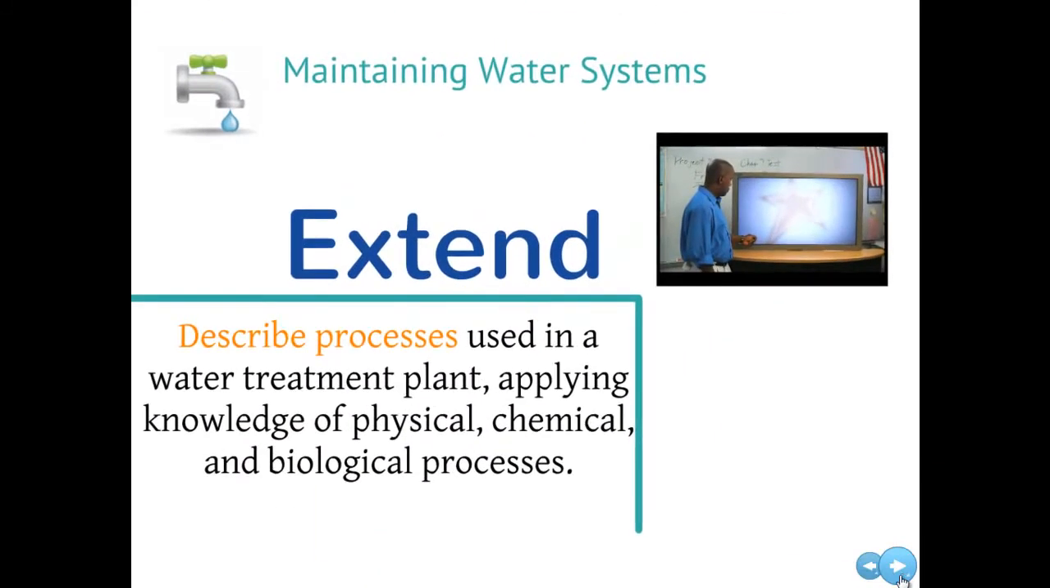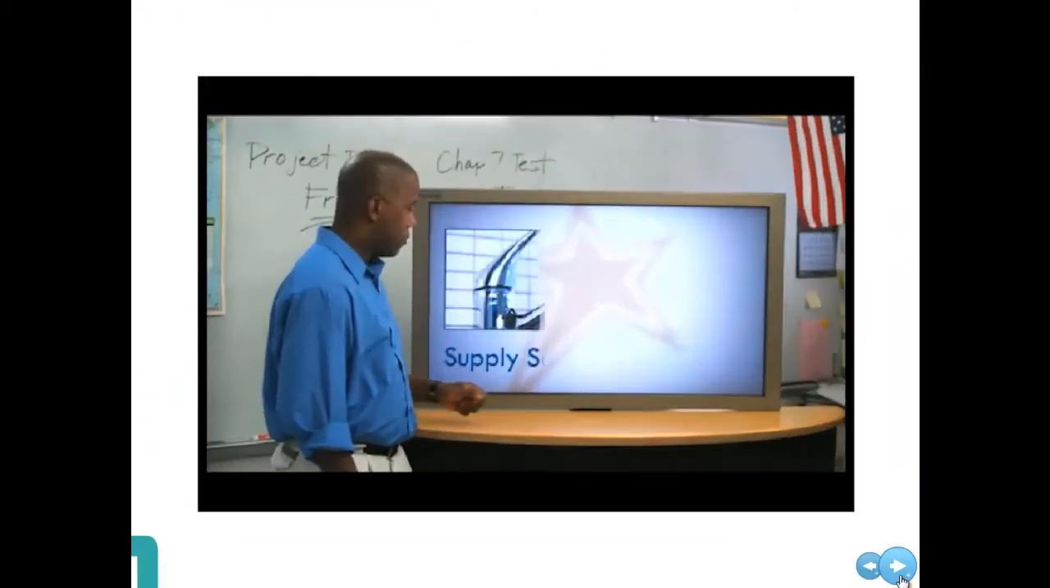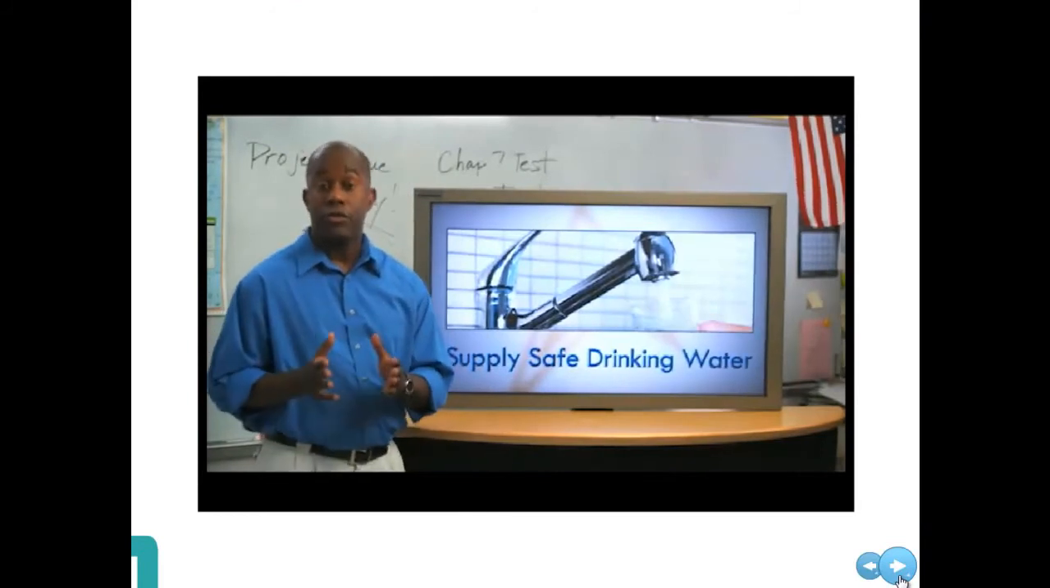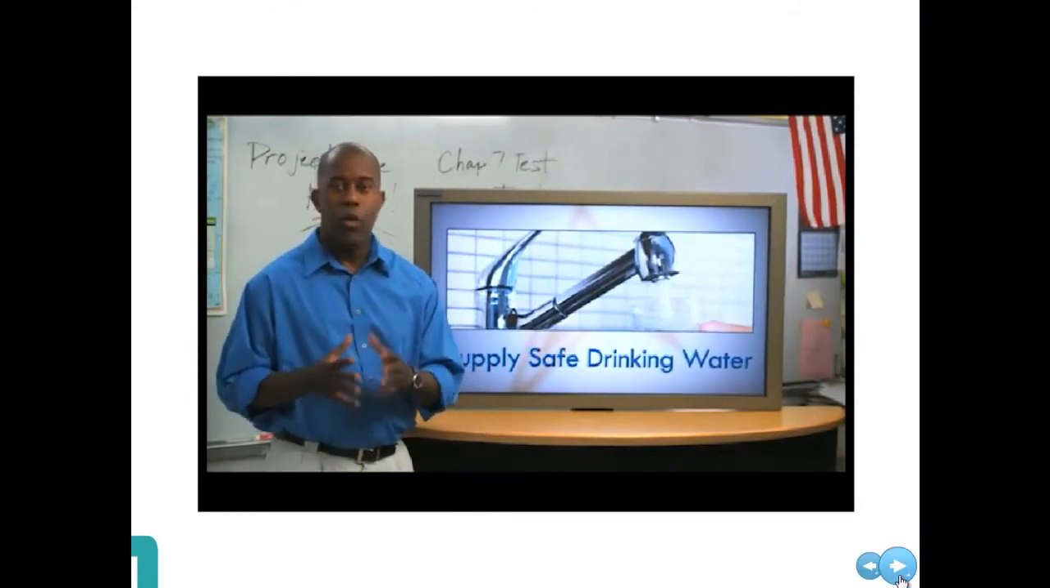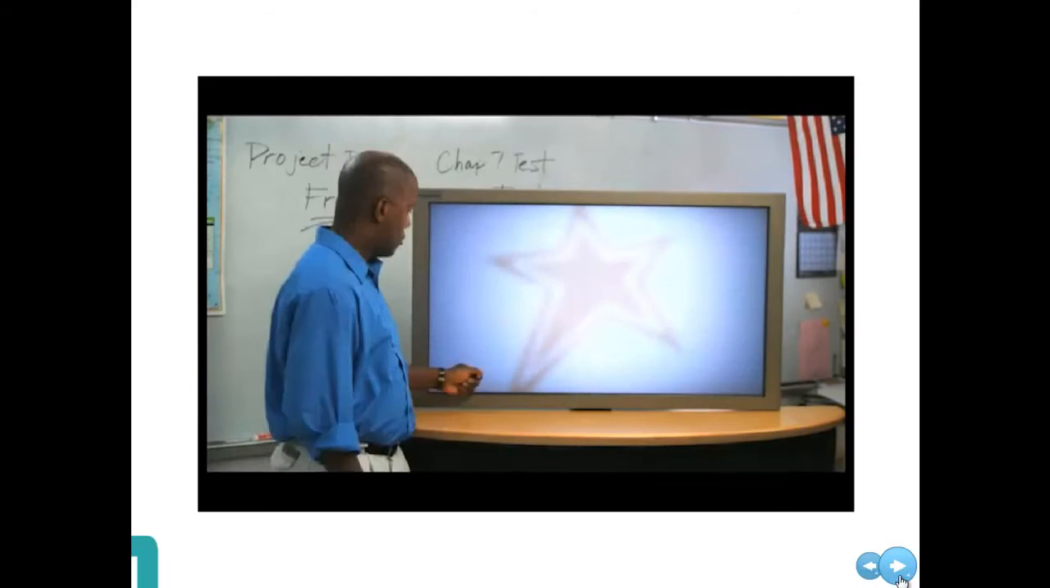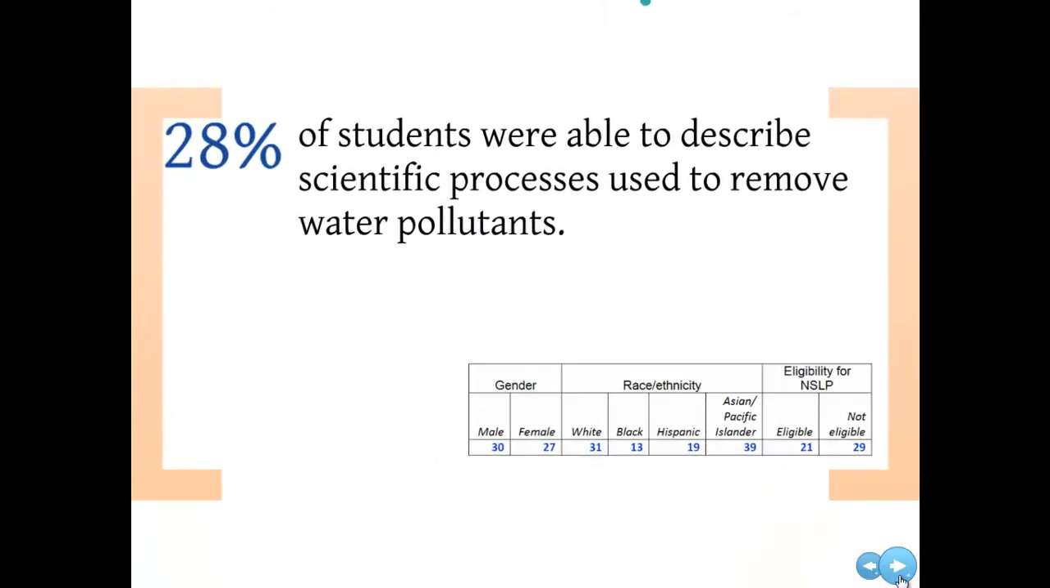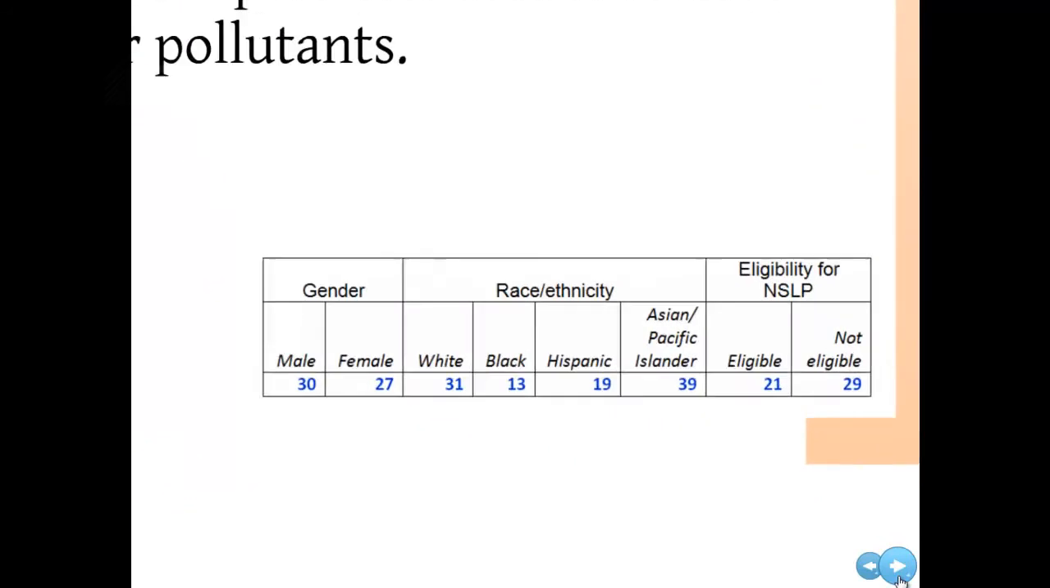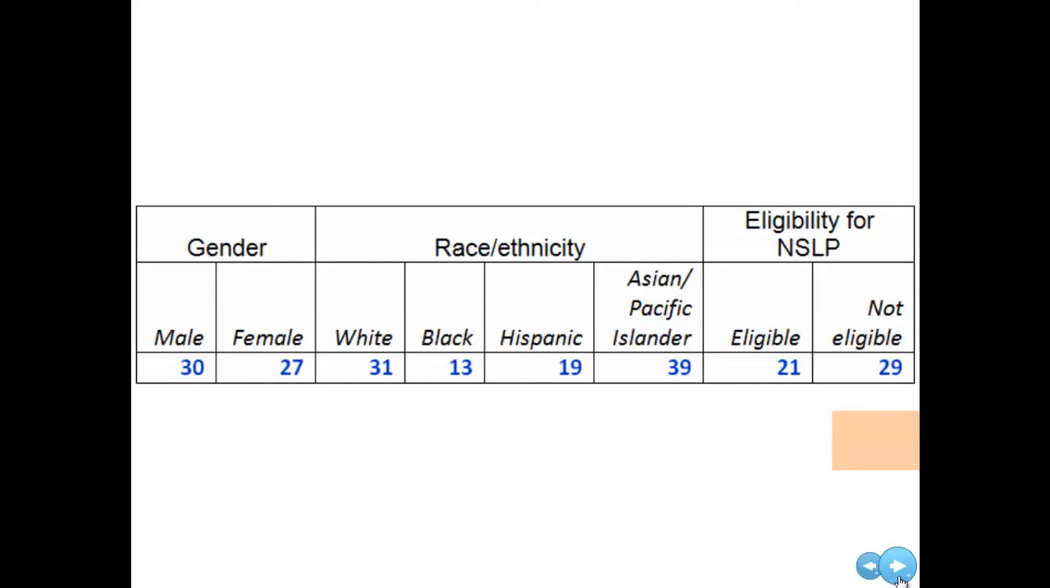In addition, students were asked to describe the processes used in water treatment by applying their knowledge of physical, chemical, and biological processes. In addition to identifying the more suitable site, students must also explain which water treatment steps they think should be used to supply safe drinking water. 28% of students successfully completed this step of the task. Again, we see the range of performance across student groups.